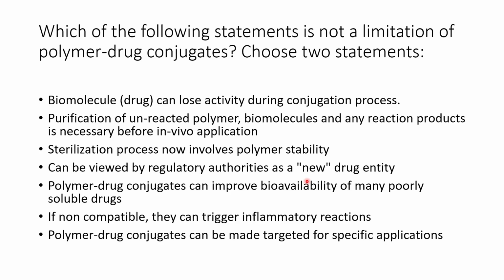But if you can somehow circumvent this or improve this, what you can do is take this drug that has very poor solubility and conjugate it with your polymer and give that polymer. So it doesn't matter if the drug is soluble or not, it's going to stay there. In case of just the drug alone, there might be very rapid elimination of the drug when it's not very soluble. So that's one of the major issues. So polymer drug conjugates can improve the bioavailability of many poorly soluble drugs.